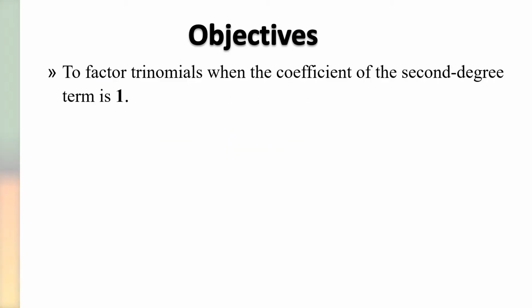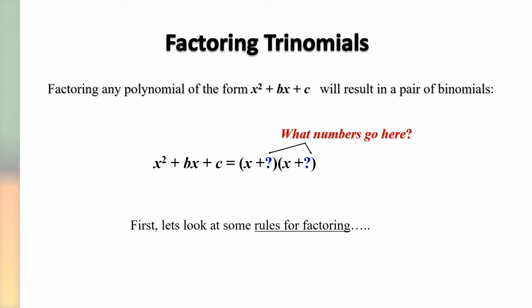In this lesson, we're going to factor trinomials when the coefficient of the second degree term is 1. Many trinomials in the form of x squared plus bx plus c can factor into a pair of binomials. So for example, here you have x squared plus bx plus c. If we were to factor that, if there were real numbers in there, it would factor into x plus something and then again x plus something in the other one.